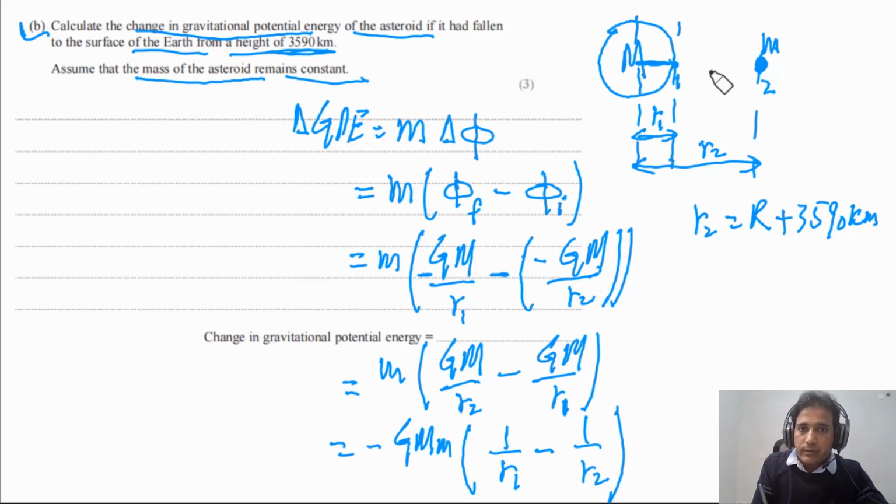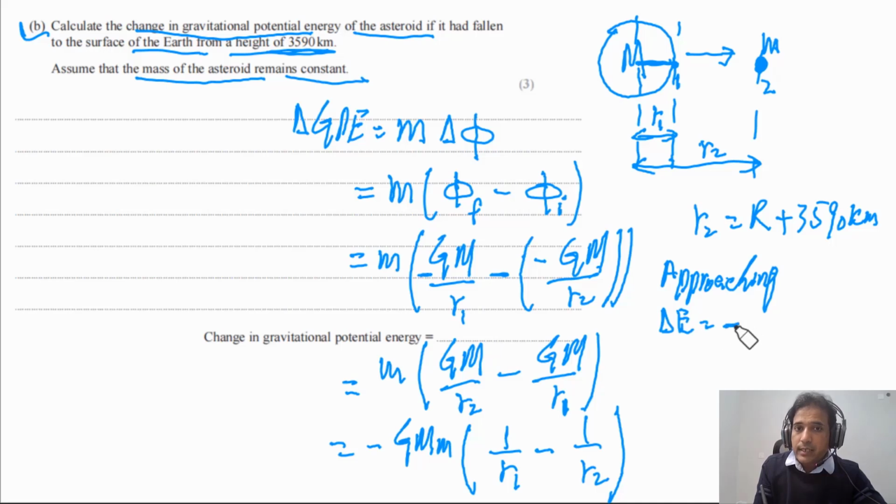If it is moving from this point to this point, getting closer, it means the potential energy is decreasing. So the answer should be negative. And if it is moving away, potential energy should be increasing, so the change in potential energy has to be positive. Let me write down here: if it is approaching, meaning getting closer, what will be the change in potential energy, delta E? It has to be negative. So the answer must be negative.